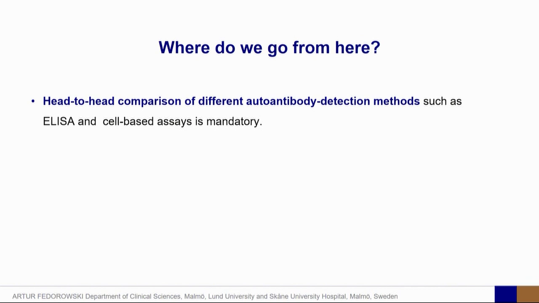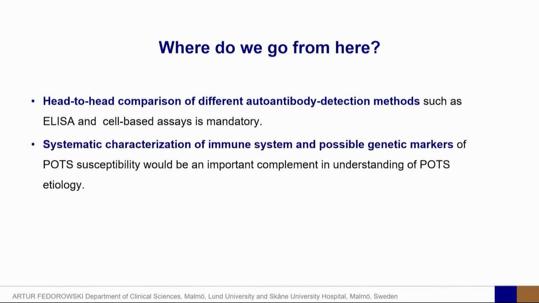This is where we ended up, just me thinking about this presentation. Head-to-head comparison of different antibody detection methods is mandatory. Without it, we cannot identify who the responder will be. We're just using a Kalashnikov to hit the target. It may work, but this is not a very nice method. Why? You can shoot the innocent as well. So, cell-based or any other method which is good, reliable, reproducible.